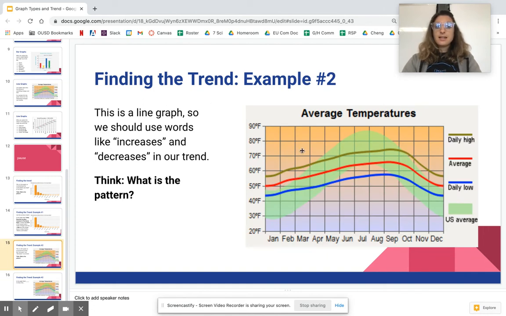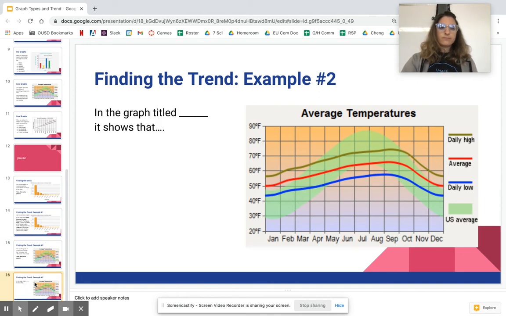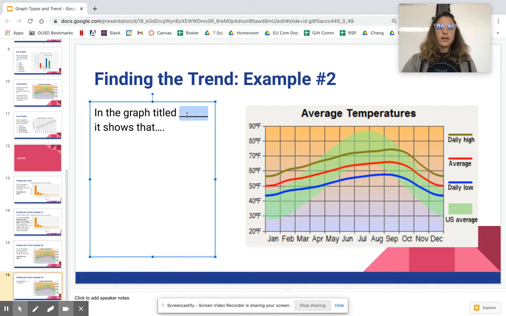So since this is a line graph, and I can see because there's lines here, I want to use words like increases and decreases in my trend. So go ahead and look at this graph. Think to yourself, what is the pattern? What's increasing, going up? What's decreasing? If you need more time, you can hit pause.